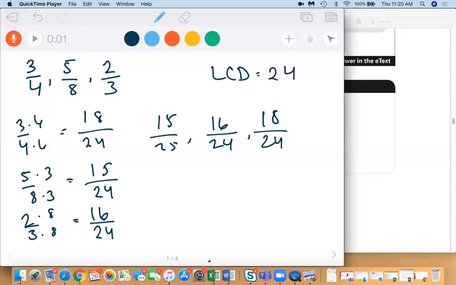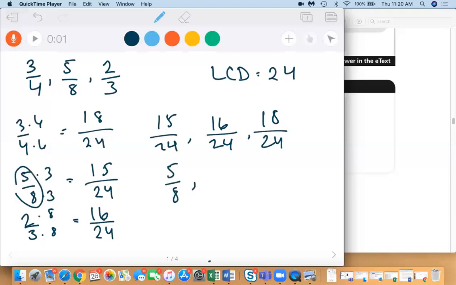Again, I can't believe I wrote 25 as I said 24. Okay, but remember, you cannot put that answer into MyLab. You need to put it in terms of the original fractions. So that 15 over 24 corresponds to 5/8.